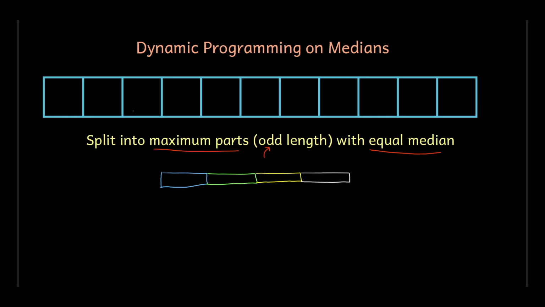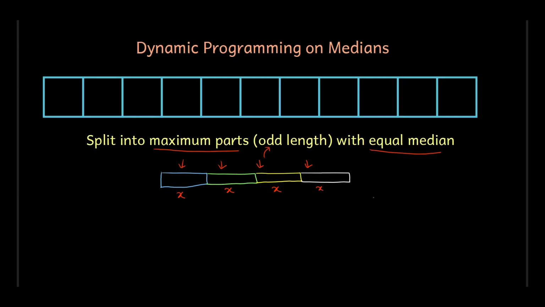For example, in this array, suppose you split it into the first block here, second block, third block here, and fourth block, and the median of all the elements in this block should be equal to x. Median of all the elements in this green block should also be equal to x. All the elements in the yellow block should have a median x, and all the elements in the white block should have a median x.